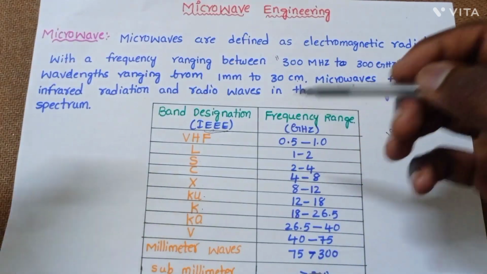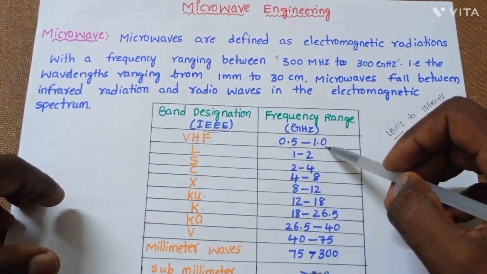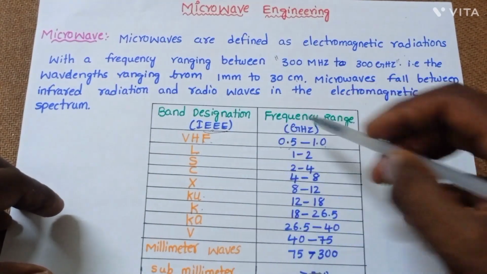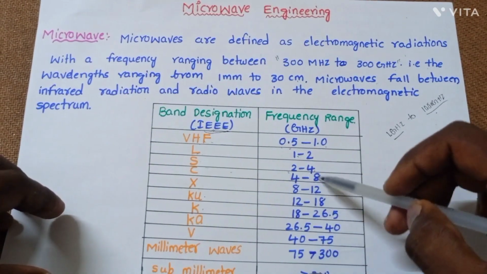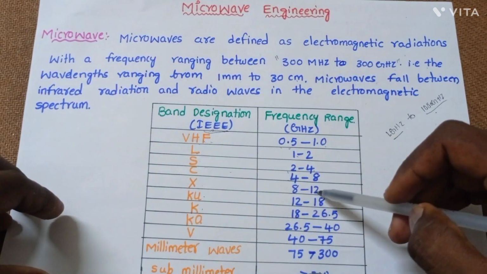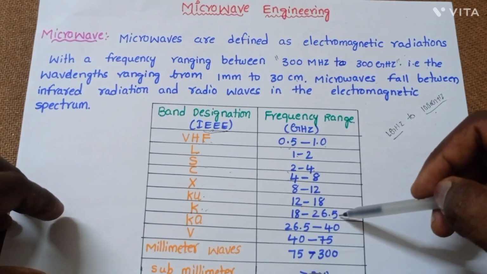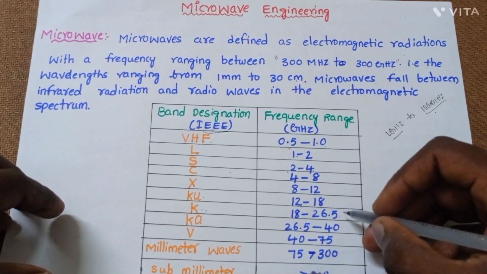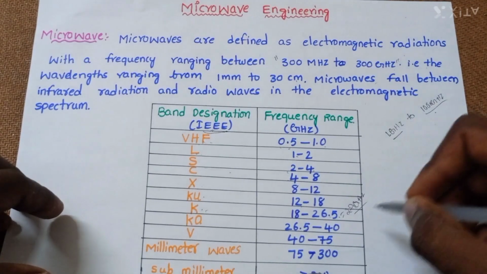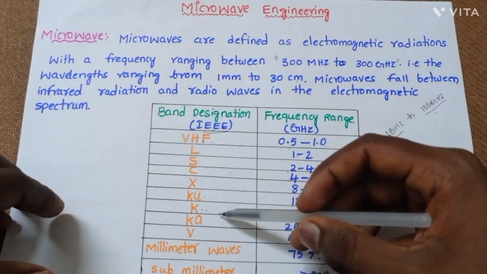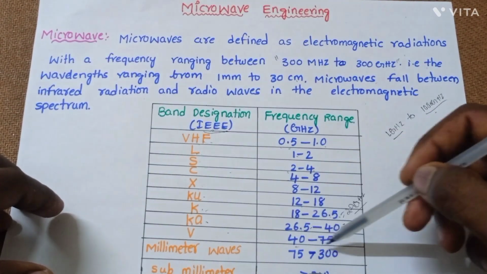First, the frequency range for very high frequency is 0.5 to 1 gigahertz. L band is 1 to 2 gigahertz, S band 2 to 4 gigahertz, C band 4 to 8 gigahertz, X band 8 to 12 gigahertz, Ku band 12 to 18 gigahertz, K band 18 to 26.5 gigahertz. Someone may consider 27 gigahertz; in some textbooks you can find 27 gigahertz instead of 26.5 gigahertz. Ka band is 26.5 to 40 gigahertz.